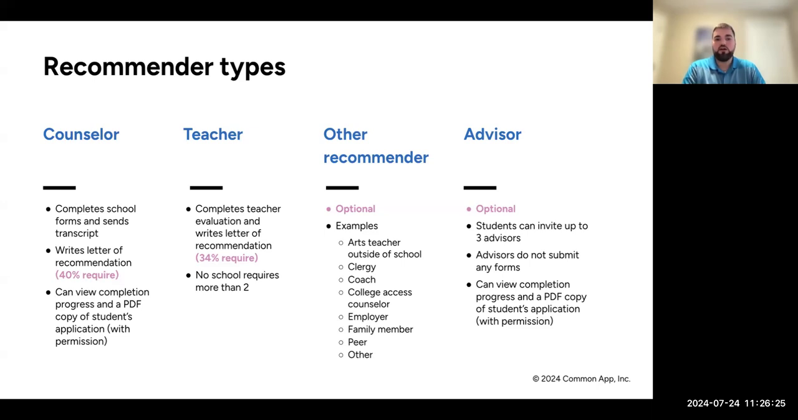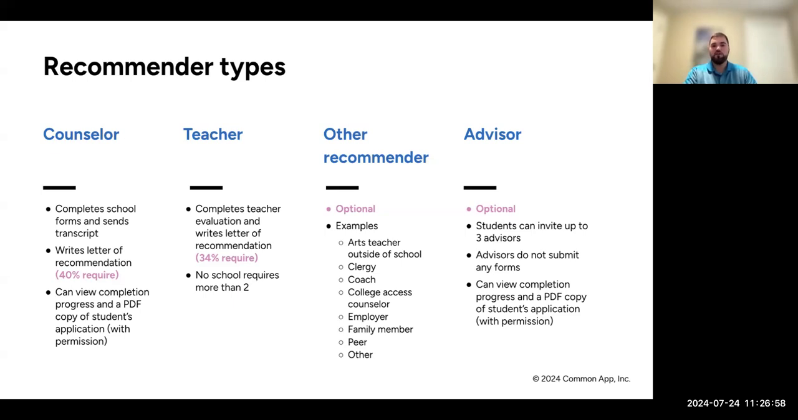Other recommenders are an optional thing that you can add on to your application. So this could be someone that knows you outside of high school, someone that you are employed with, a family member, a coach, someone who can speak on your behalf. Maybe they saw you grow up from a little kid to where you are today. And that's totally fine. These can be in forms of a letter or whatever. Your friend could even potentially write a letter of recommendation for you, serve as another recommender. Don't recommend that, but it is an option. So the other recommender opens up the door there.